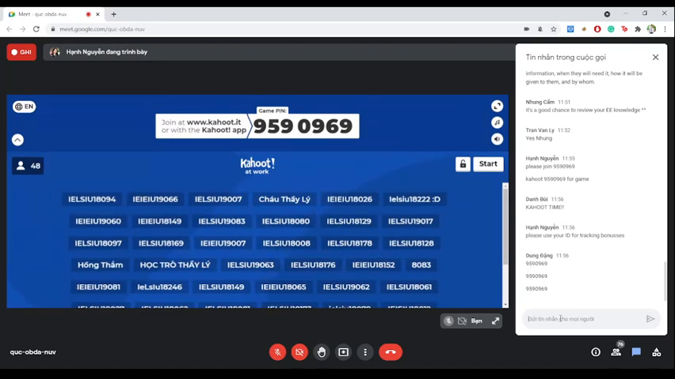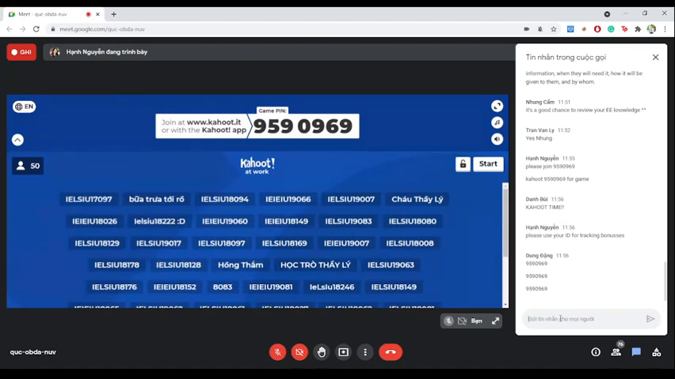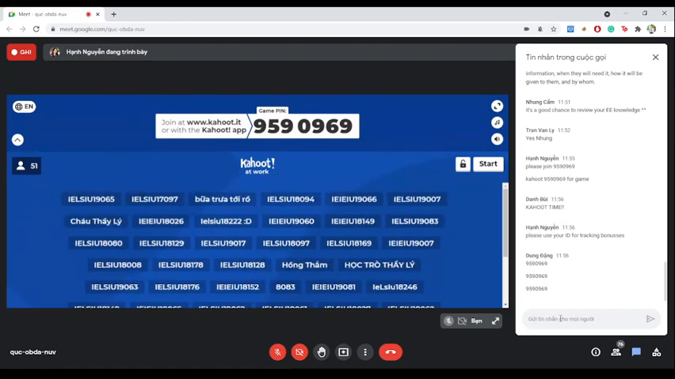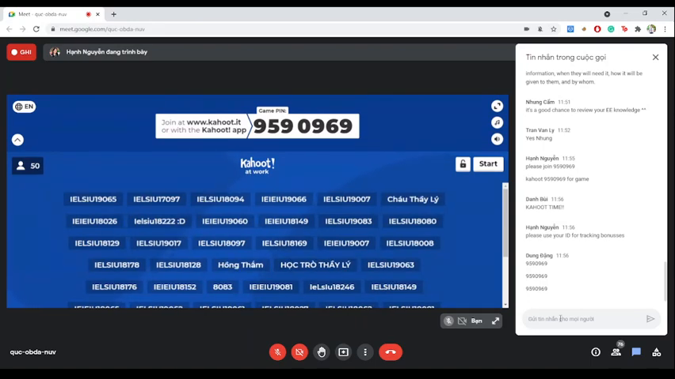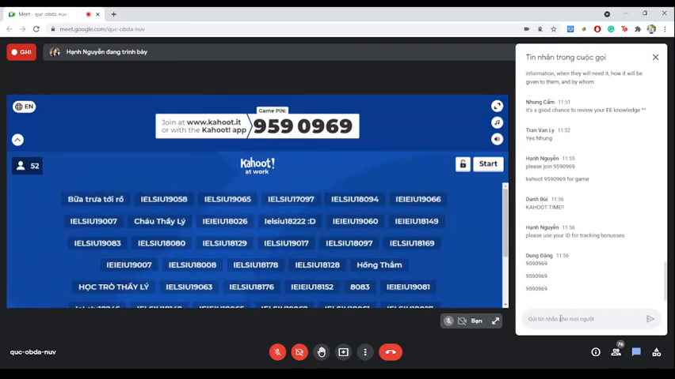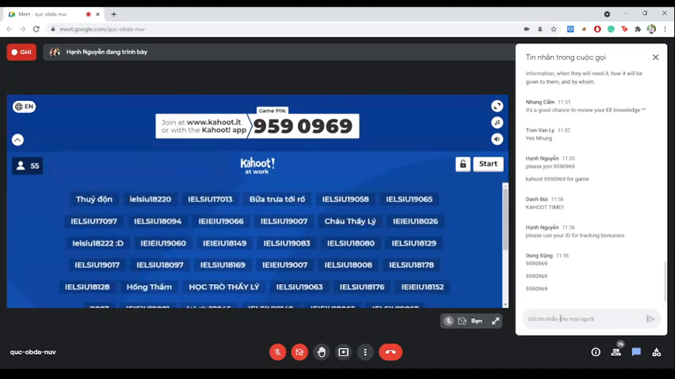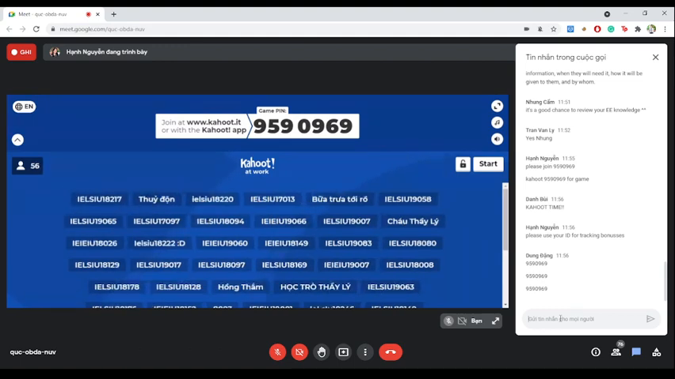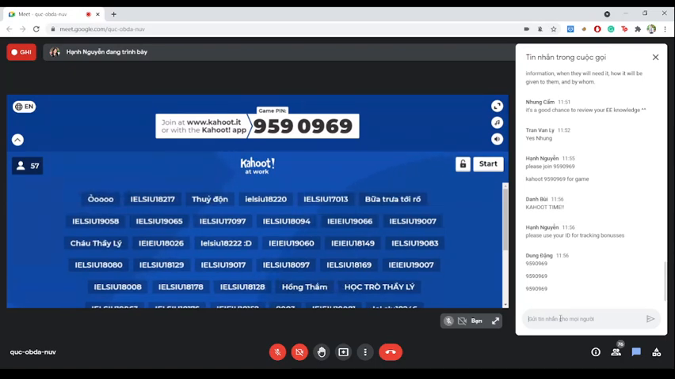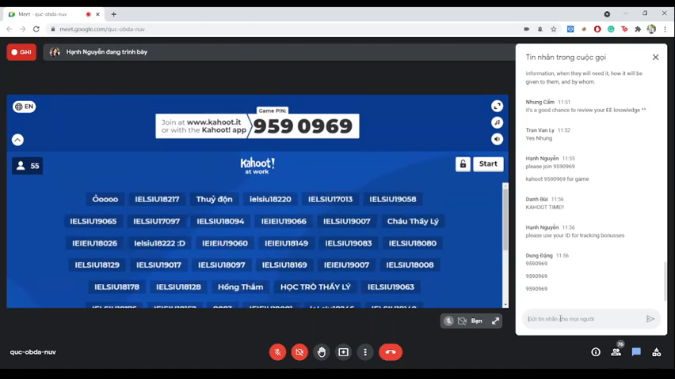I guess you have known the rules for this type of game, but I would like to repeat them. You have to use two devices to play the game, because the question will not appear on your screen. It will appear on our screen. On your screen will only be the answers A, B, C, D, not the question. You have to find the question on our screen. So please, I repeat, use two devices. You can play Kahoot on your phone, or you can open another tab on your laptop.